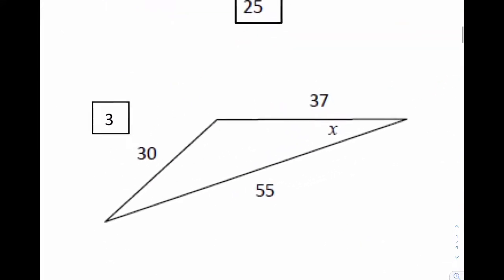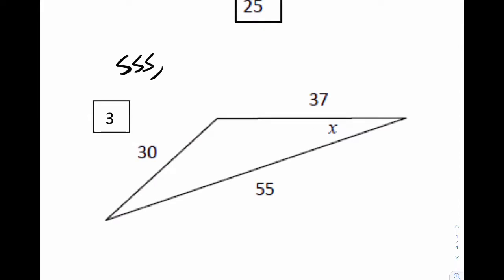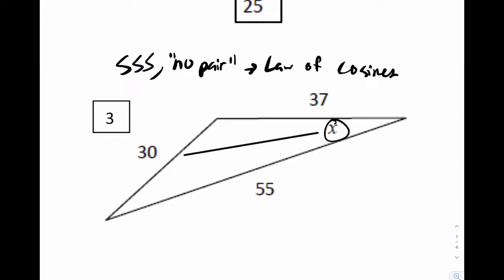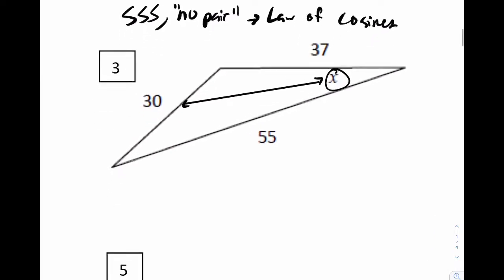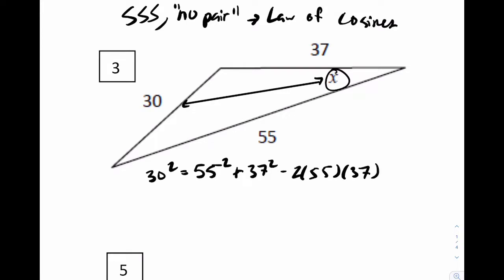Number three, notice how this is a side-side-side triangle, or you can notice there are no angles. So clearly there can't be any pair here. So that's going to indicate we do need the law of cosines. Let's highlight the angle we want to find, and let's indicate the corresponding leg. So that's going to mean 30 squared is equal to 55 squared plus 37 squared minus 2 times 55 times 37 cosine of the angle x.